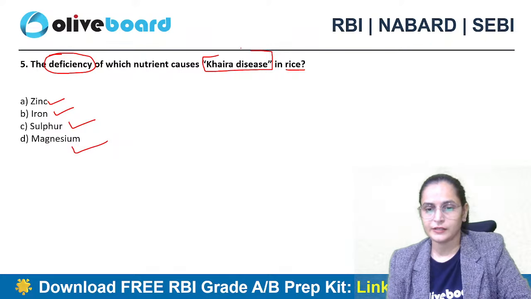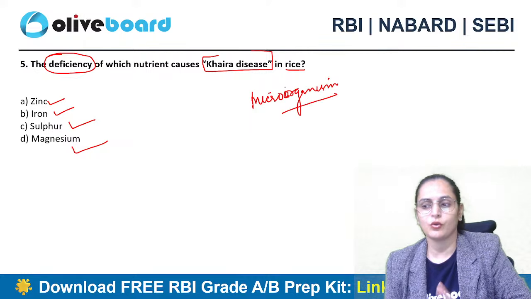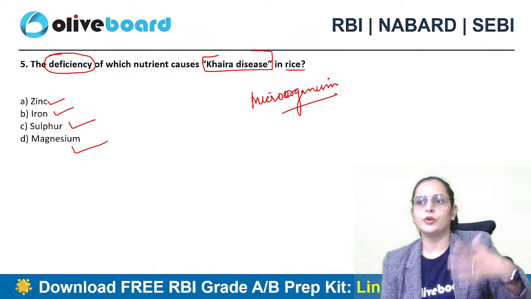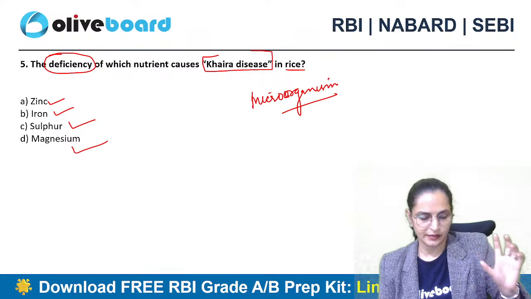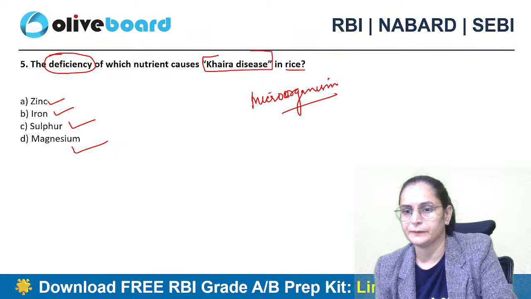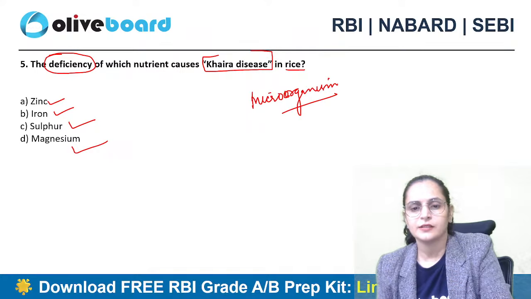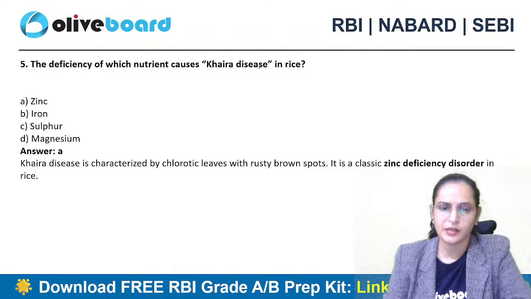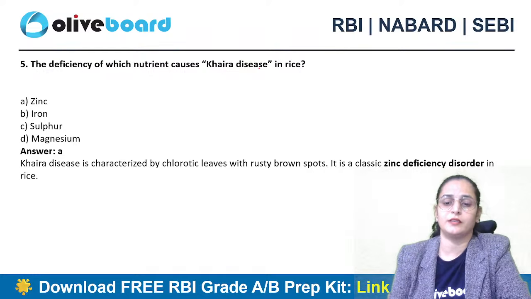It is not caused by any microorganism attack. It is because of the deficiency of a nutrient. So don't get confused here. Although it is a physiological disorder, it is named Khaira disease. So it is because of A, B, C, or D. Very good, Kamini. Very good, Shaurya. The right answer for the question is zinc. So what happened in this? You will observe chlorotic leaves.